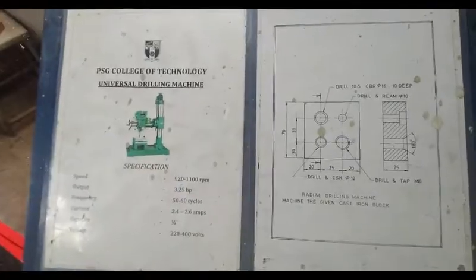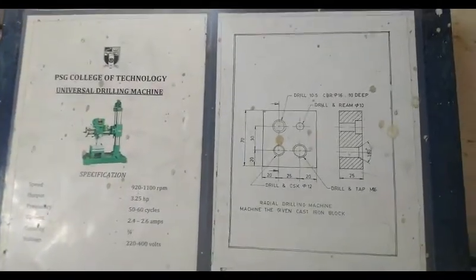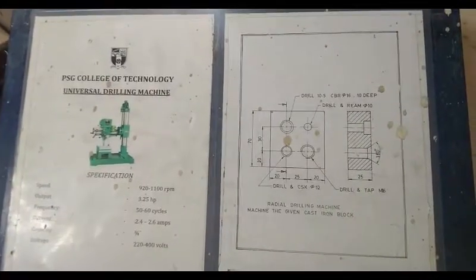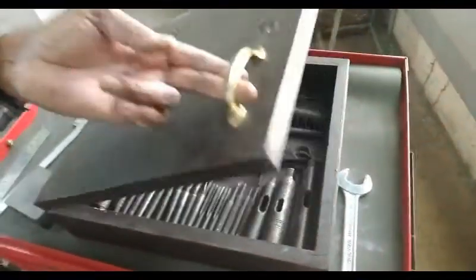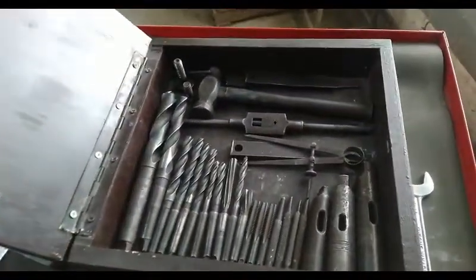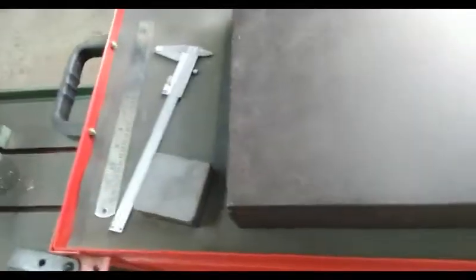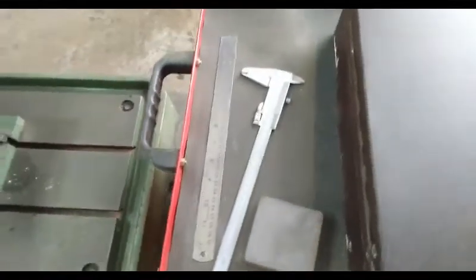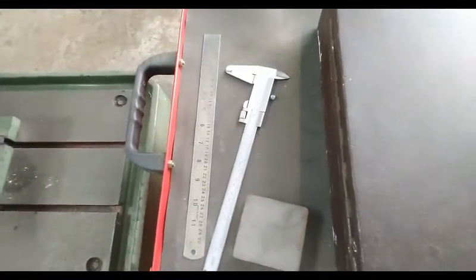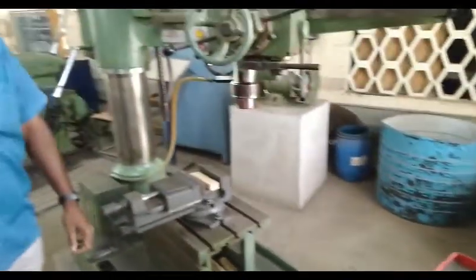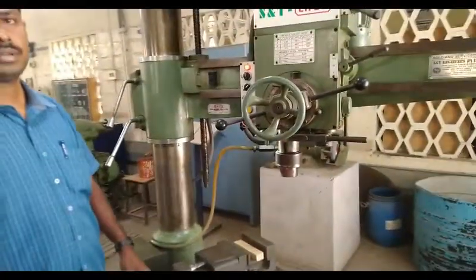And we see the radial drilling machine and what processes we are able to perform in the radial drilling machine. Displayed here, we see the toolbox in which we have n number of tools available. We have the measuring instruments, a steel rule and vernier caliper. So now we are going to see the radial drilling machine.